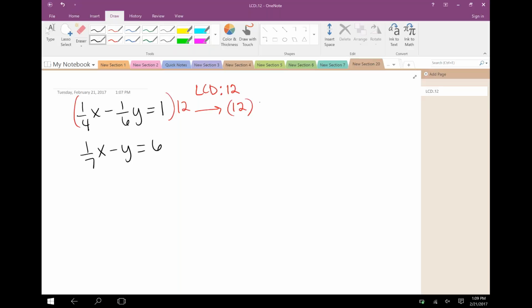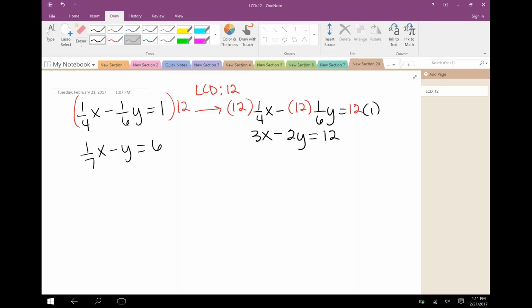12 times 1/4 x minus 12 times 1/6 y equals 12 times 1. Okay, so that ends up being 12 times 1/4 is 3x minus 12 times 1/6, 2y equals 12 times 1, which is 12. Look how pretty the equation is. Now let's do the second one.